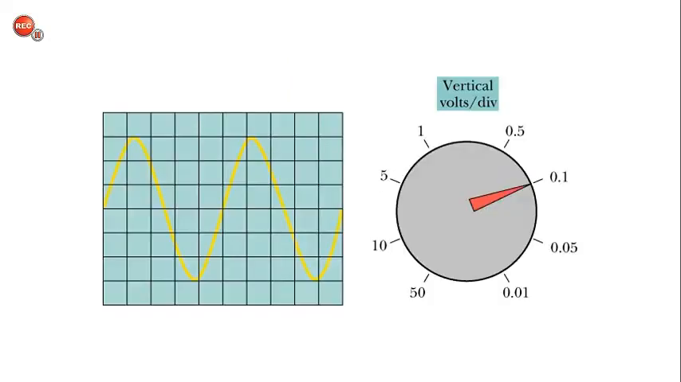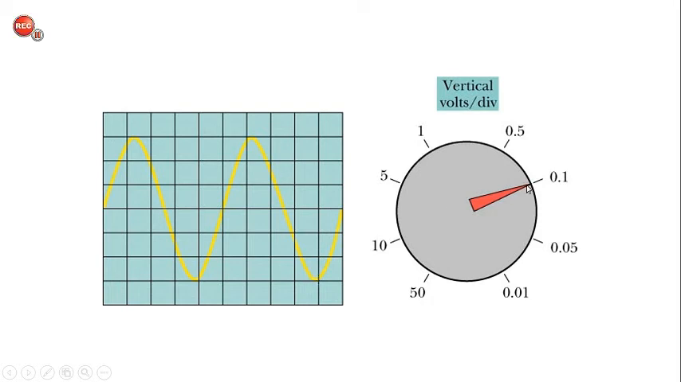And so here we see a waveform on the screen. The knob is set to 0.1 volts per division. That means that every square in the vertical direction on the screen represents 0.1 volts. And so here you can see this is the 0 line. And so the peak voltage of the waveform would be 1, 2, 3 divisions, and each division is worth 0.1 volts. And so the peak voltage is 0.3 volts, and the negative peak voltage is also 0.3 volts.